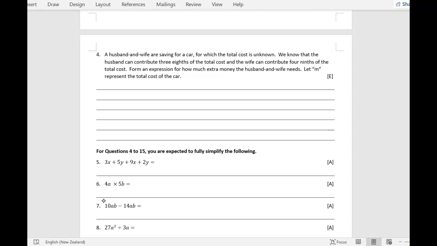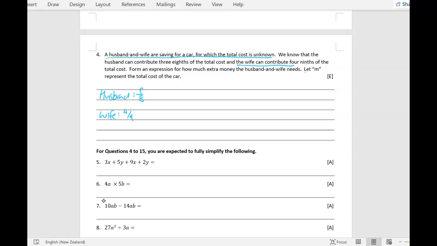So the husband and wife are saving for a car where the total cost is unknown. We know that the husband can contribute 3/8. So I'll start writing this down. So husband, he can contribute 3/8 of the car price, and the wife can contribute 4/9. So wife 4/9. Form an expression for how much extra money the husband and wife need.